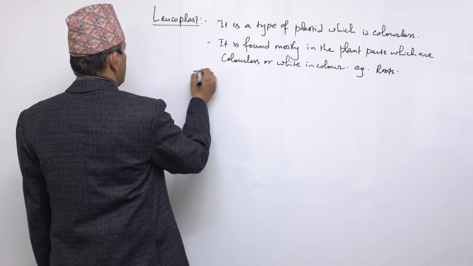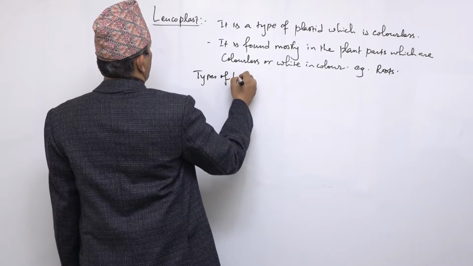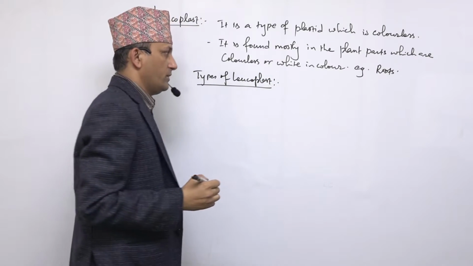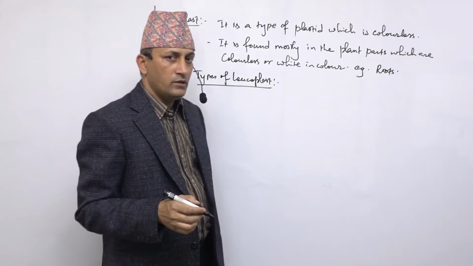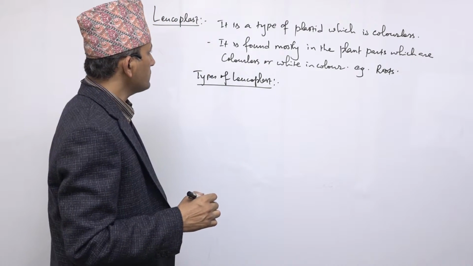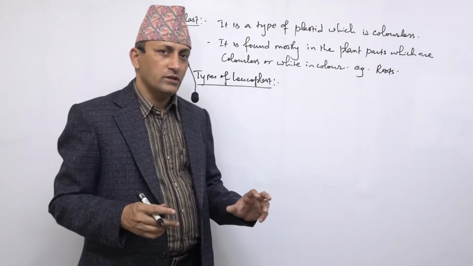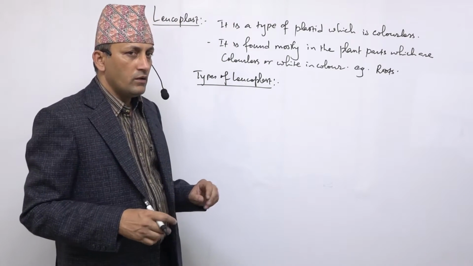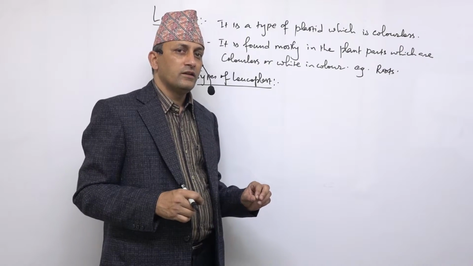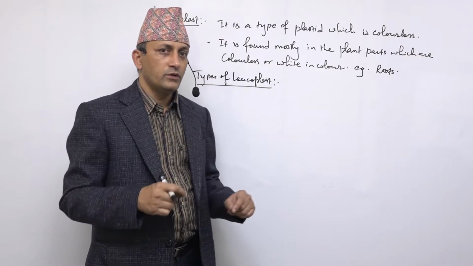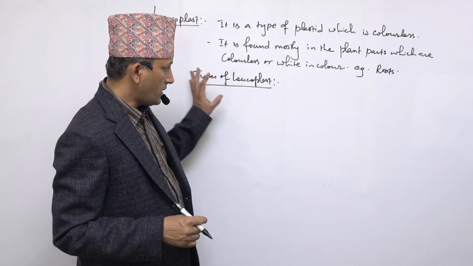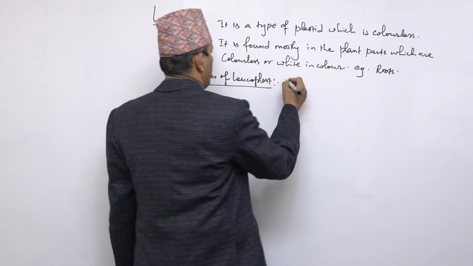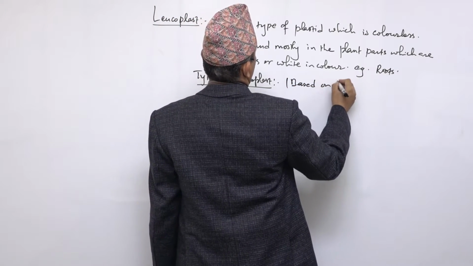So types of leucoplast. There are different types of leucoplast which are found in the non-colored portion of the plant. So types of leucoplast based on the material stored inside it. What is the main function of leucoplast? The answer is leucoplast helps in storage of food. So these are the types of leucoplast I am going to describe here, based on the stored food.